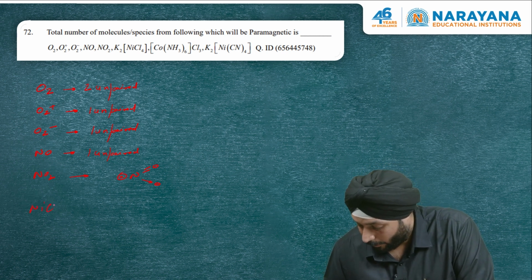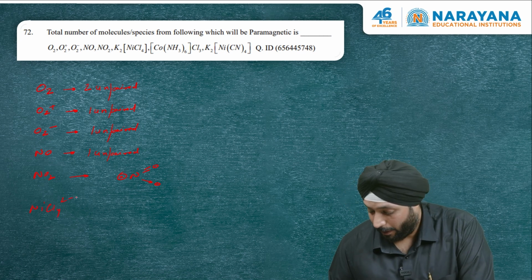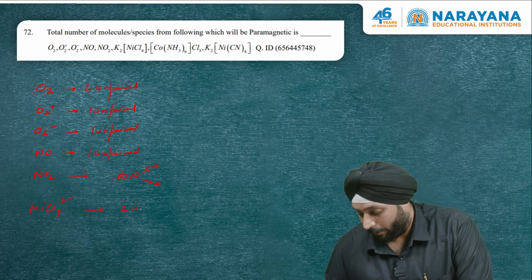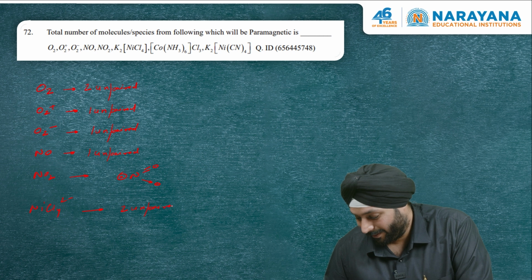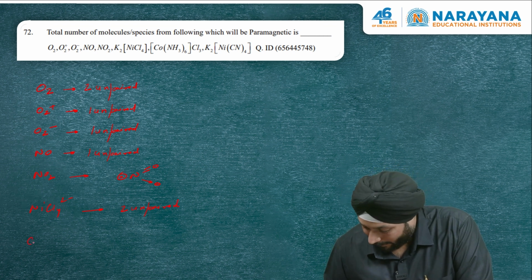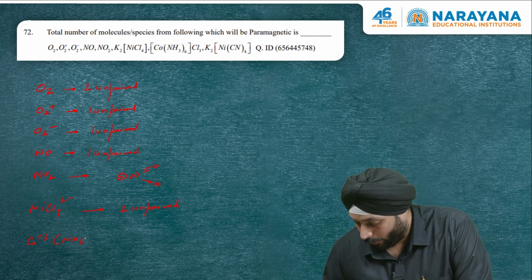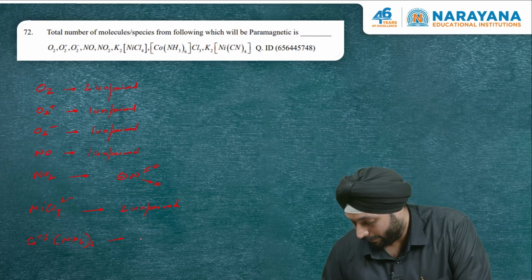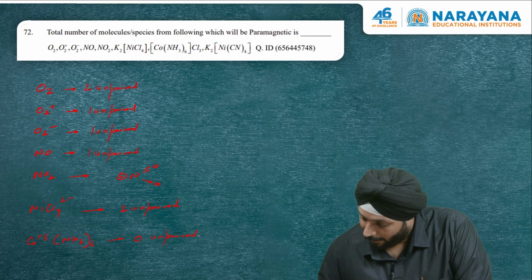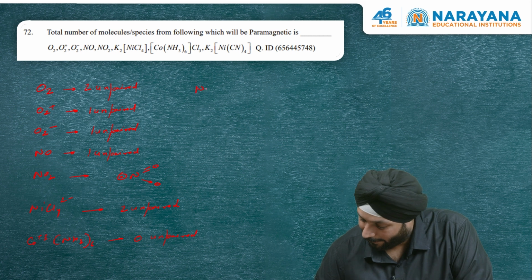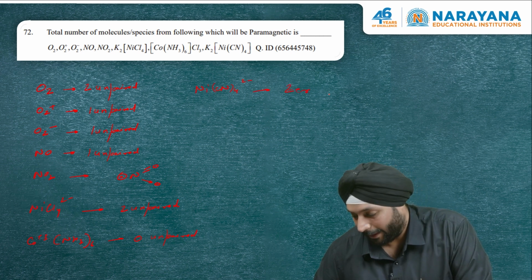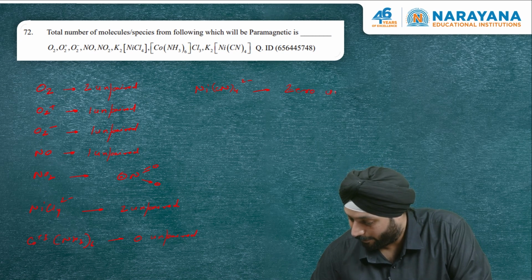In NiCl4, in the previous example, you know that it does have two unpaired electrons. And in cobalt 3 plus with ammonia as a ligand, pairing takes place. So pairing takes place and you do have 0 unpaired electrons. And Ni(CN)4 again pairing takes place, 0 unpaired electrons. All of them are standard questions or standard examples.